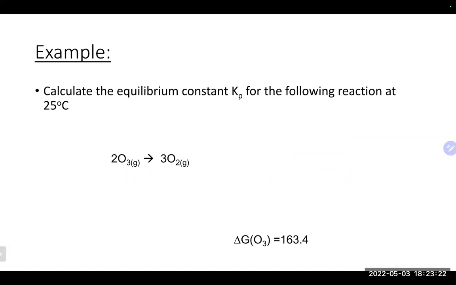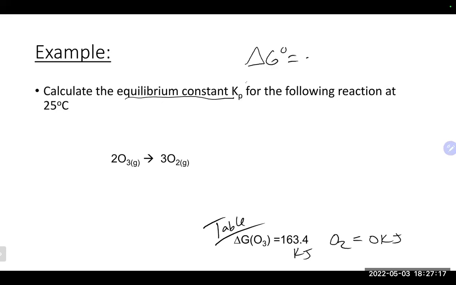So why don't we try one here? Calculate the equilibrium constant Kp for the following reaction. Here are some delta G values. I'll throw O2 in there for you. It is 0 kilojoules. Once again, I see some equilibrium action here, so I'm going to go with the equation that has that in it. That seems to make sense. So we're going to use this equation here.